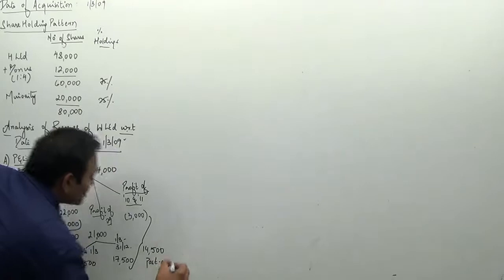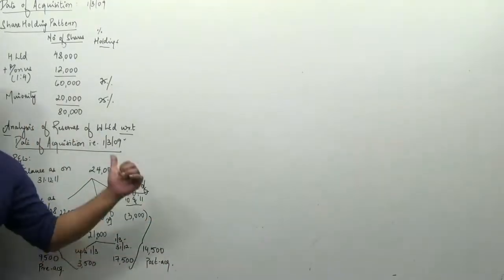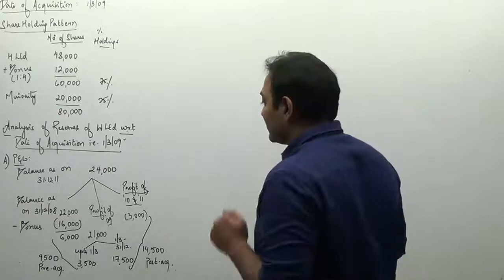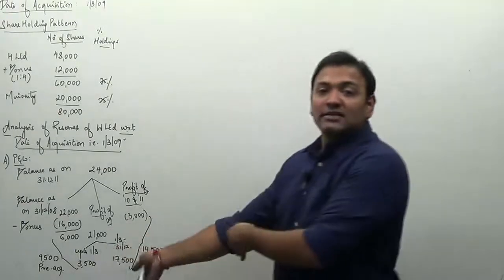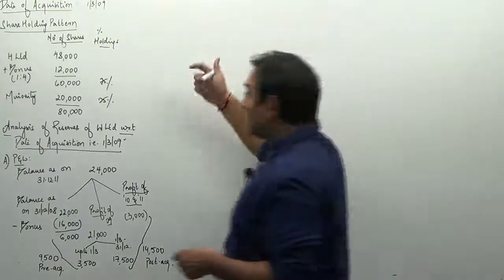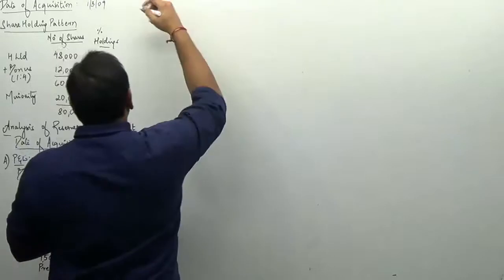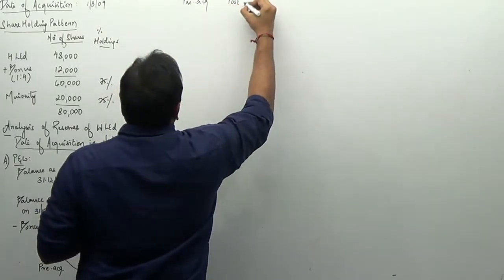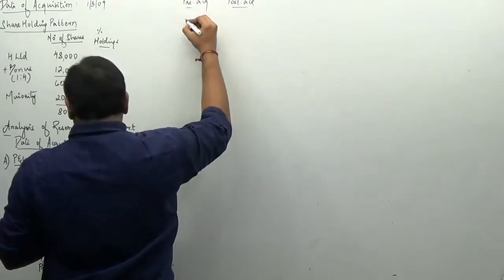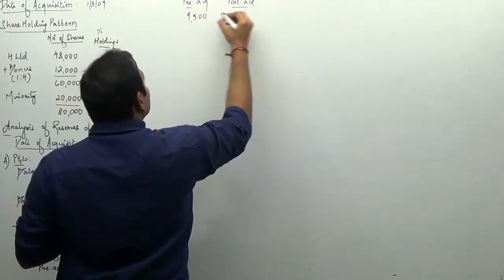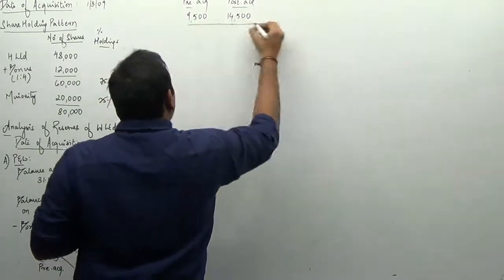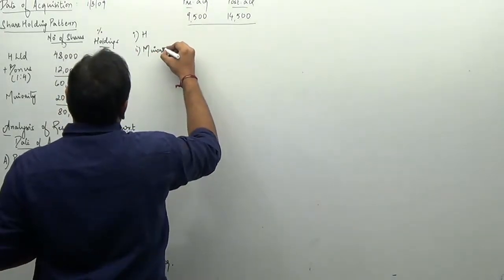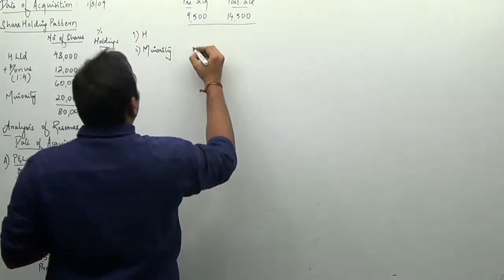Cross-verify again. Is it equal to 24,000 or not? 9,500 plus 14,500, perfect, 24. Keep cross-verifying, guys. Should not go wrong in any place. Actually, you can distribute it there itself. I don't have place, I'll just write it here. But you can distribute it there if you have some space in your book. You don't have to write one more working note, guys, for that. 9,500 and 14,500: distribute it between H and minority, 75 to 25, that is, 3 to 1.